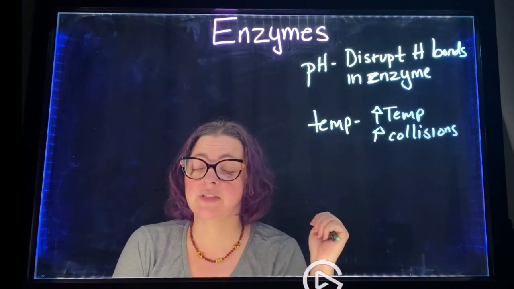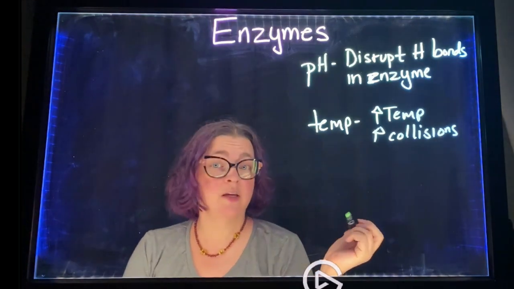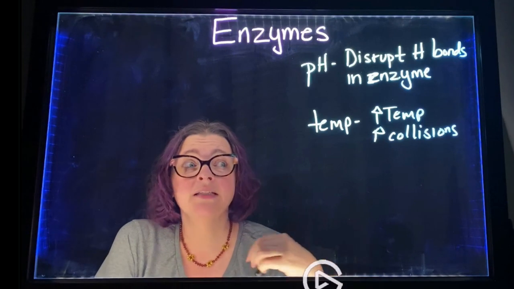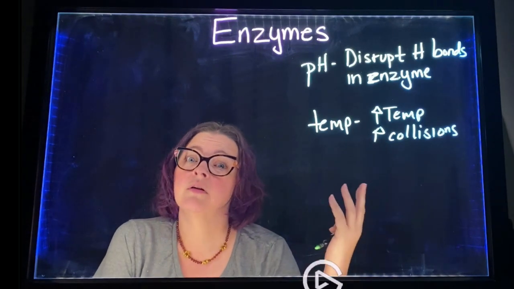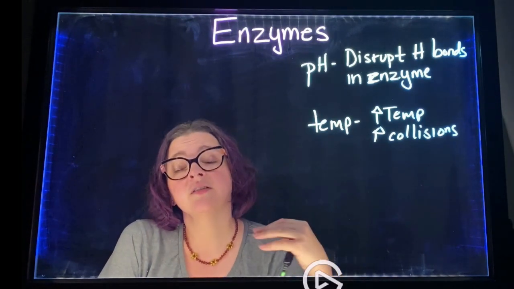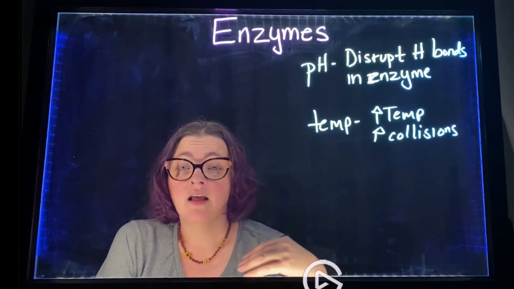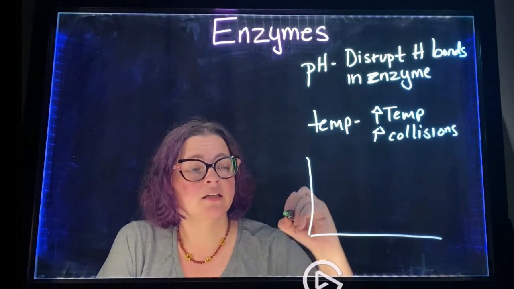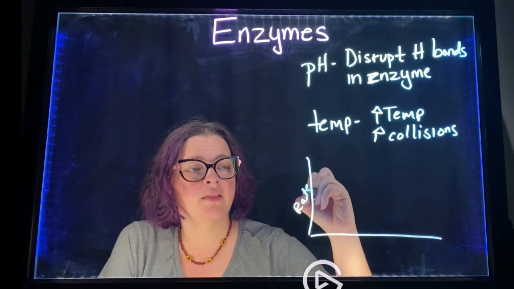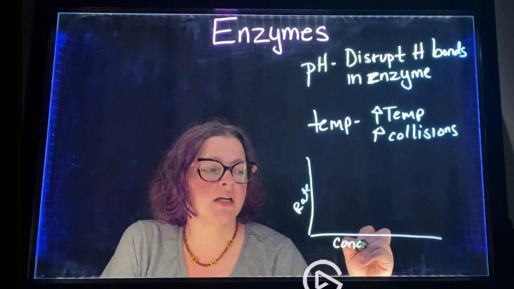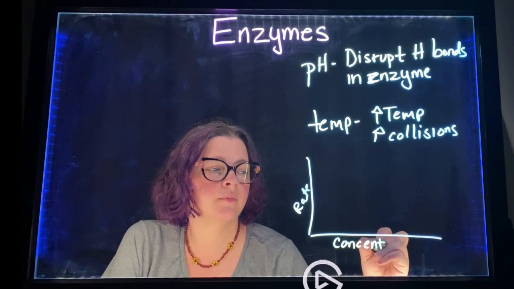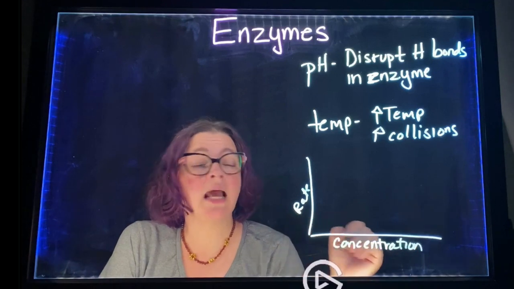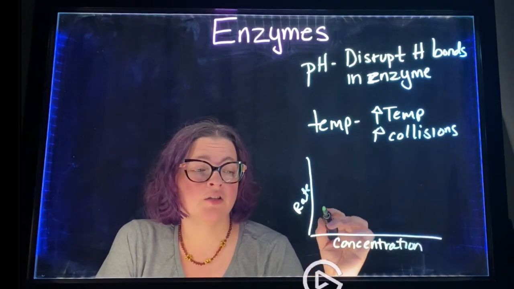And then the enzyme denatures. Other things that we can look at are enzyme concentration and substrate concentration. Basically, how much enzyme is there to react and how much substrate is there to react. Both of these have a similar graph in the rate. So again, we have rate over here, and then we have concentration down here. And this can be enzyme concentration or substrate concentration.